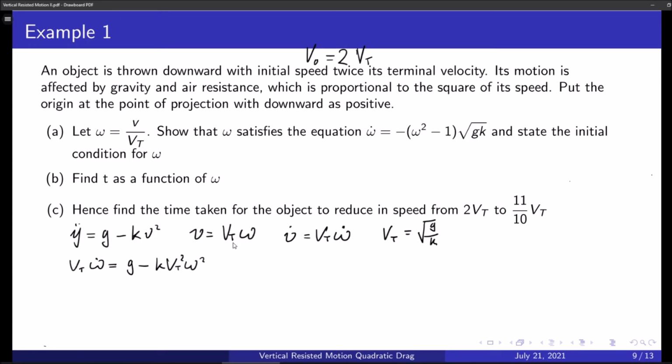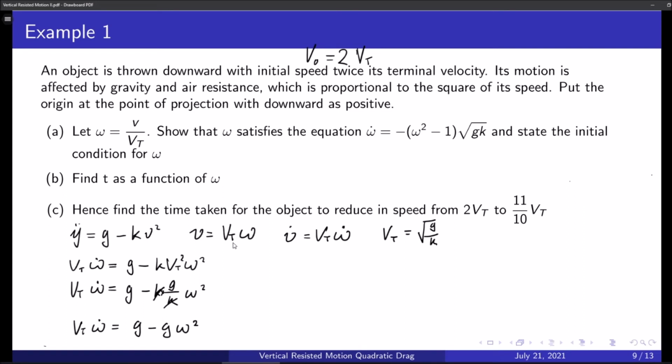Okay. What does that give us? We have vt omega dot equals g minus... what is vt again? It's the square root of g over k, times k, times omega squared. So obviously these two cancel out, and vt omega dot equals g minus g omega squared.